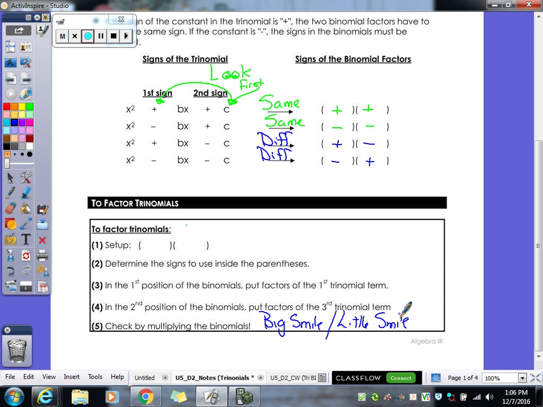Well, it just means that the plus could either be in the first position or it could be in the second position. If they're different, you have to check to make sure where the sign goes correctly.